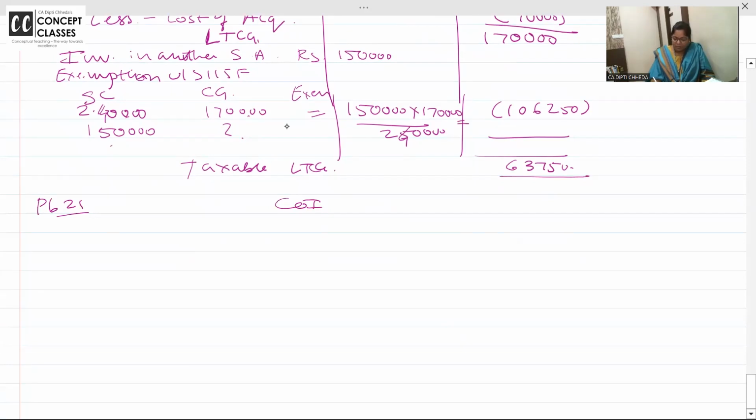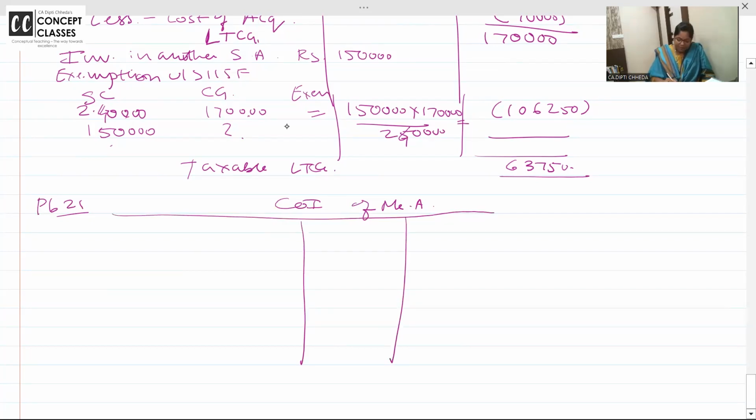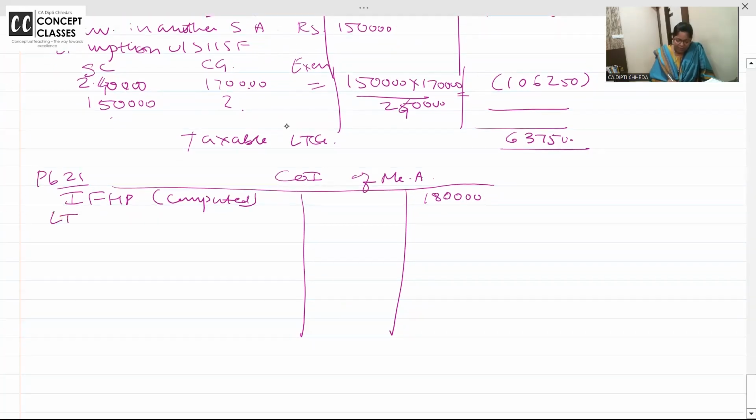Computation of income of Ajay. सबसे पहले income from house property, and as you said it is computed, means standard deduction and all is allowed. 1,80,000. और क्या है? डिविडेंड, वो तो इनकम फ्रॉम अदर सोर्सेस से आएगा, तो पहले कैपिटल गेन की इनकम कंप्यूट करते हैं, लॉन्ग टर्म कैपिटल गेन.